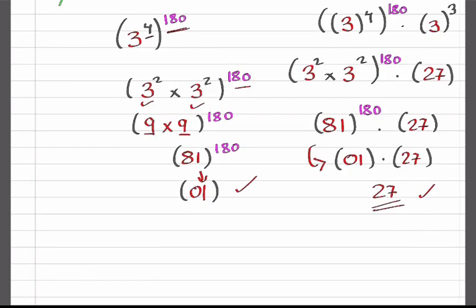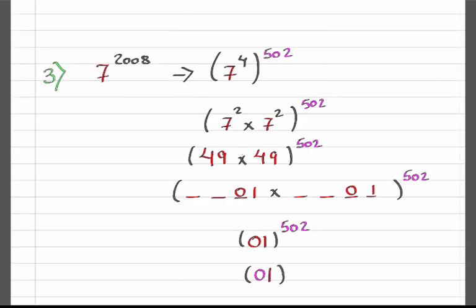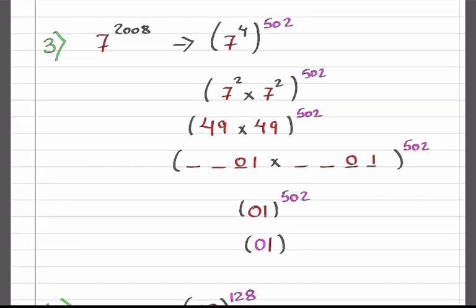So what else can I do with this? Let's take one more. 7 raised to 2008. What are the last two digits of this? Which power of 7 will give me 1? I know 7 power 4. So remember this: 9 power 2 gives me 1, 3 power 4 gives me 1, and 7 power 4 gives me 1 as well. So I write this as 7 raised to 4. What is left here? 502, because 502 into 4 is nothing but 2008. Now I write it as 7 square into 7 square raised to 502.